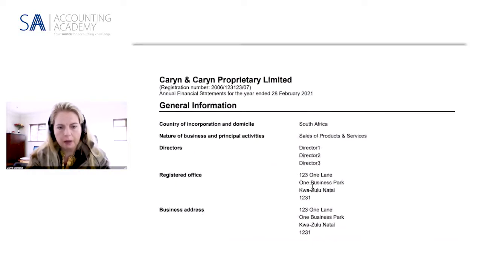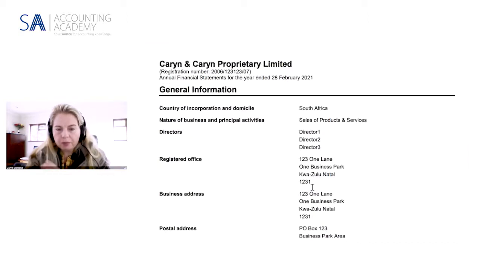Okay. General information. Some of this is required. Some of this is nice to have. Okay. Some of this is giving the color to the financial statements. It's setting the scene. It's setting context. Okay. It also is a summary.